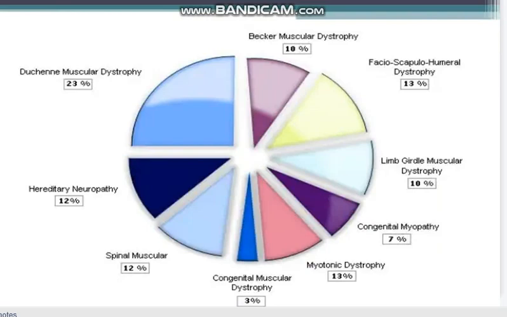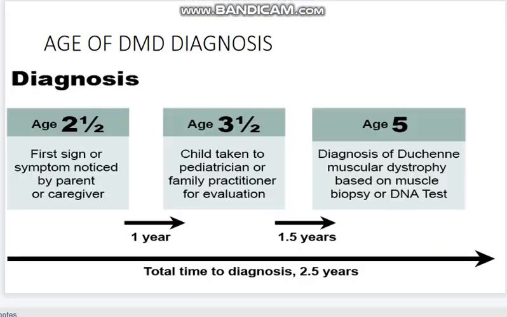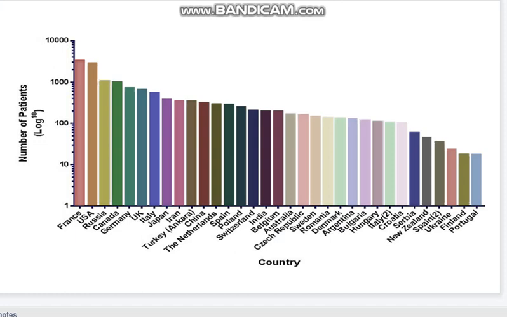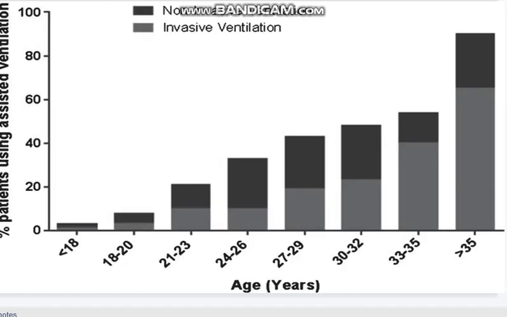Other types include facioscapulohumeral dystrophy, limb girdle muscular dystrophy, congenital myopathy, myotonic dystrophy, congenital muscular dystrophy, spinal muscular atrophy, and hereditary neuropathy. At the age of 5 years it is diagnosed. Different countries have different numbers of patients, and ultimately the patient needs invasive and non-invasive ventilation.